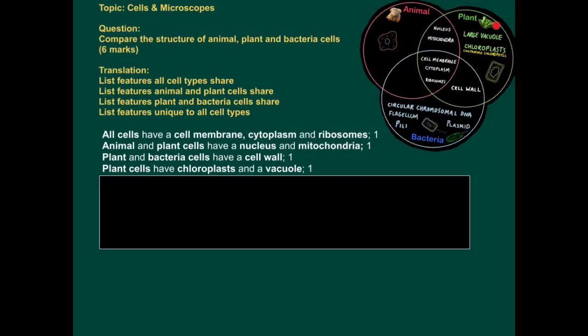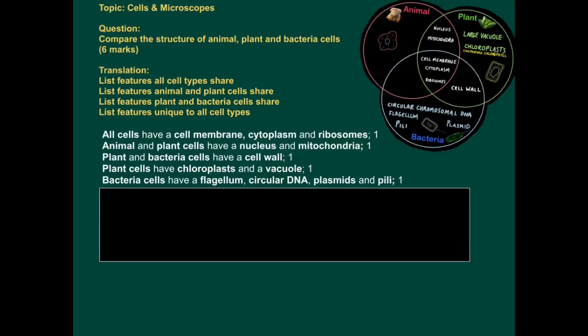Now just plant cells. Plant cells have a chloroplast and a vacuole or large vacuole. And now bacteria cells. Bacteria cells have a flagellum, that's the tail that allows it to move. Circular DNA, that means DNA without a nuclear envelope, so there's no nucleus. Plasmids, small loops of DNA, and pili, these small little tubes that extend from the membrane. The 6th mark you would get for writing this perfectly with good spelling and good grammar.